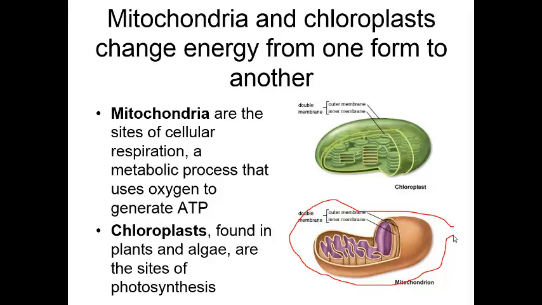The chloroplast is found in plant cells. It's also found in algae, and it is going to convert solar energy into chemical energy, the usable energy within the plant cell.